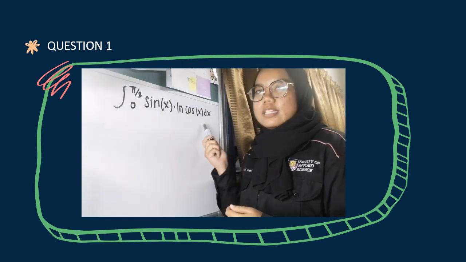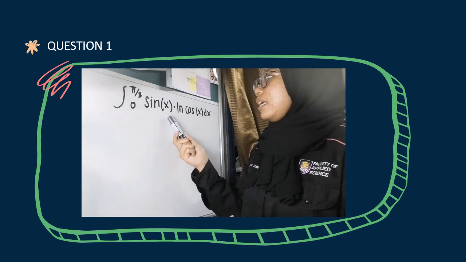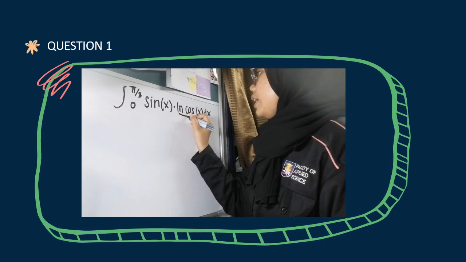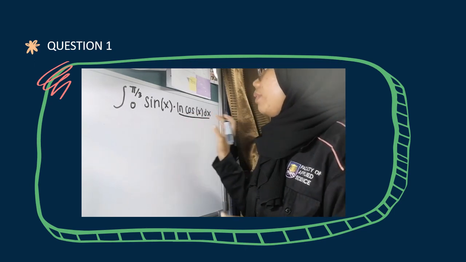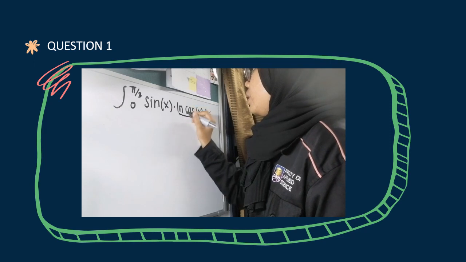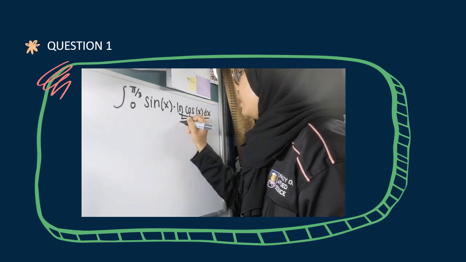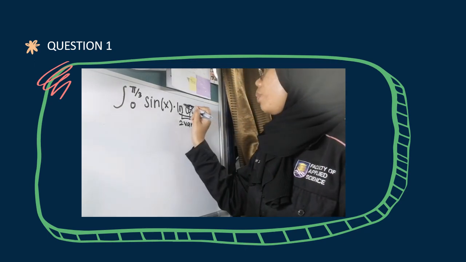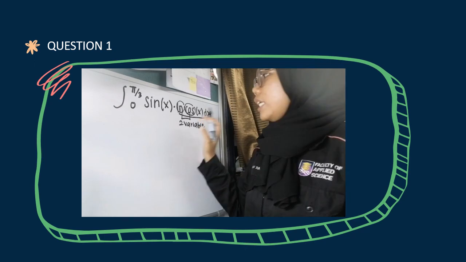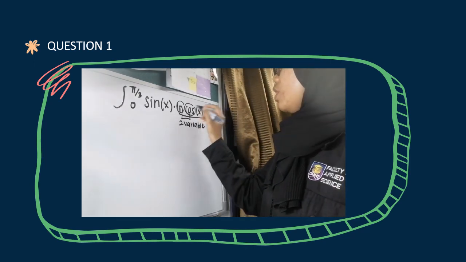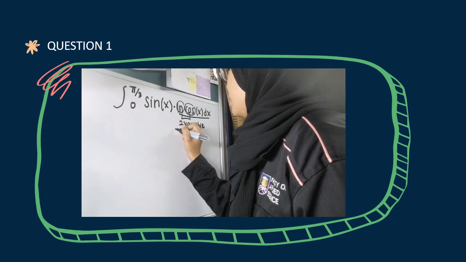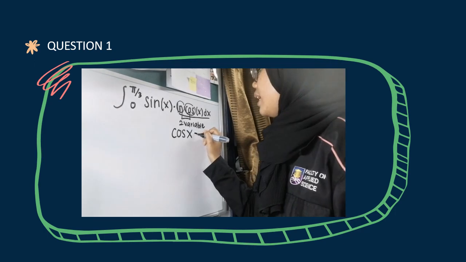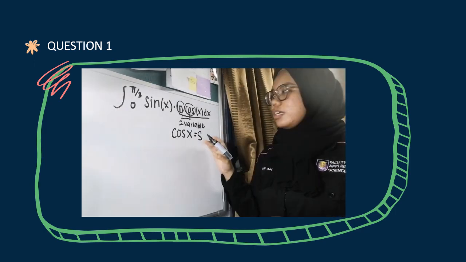So as you can see in this question, we have sine x multiplied with ln cos x dx. Here we can see ln and also cos x. To solve this, we have two variables, so we are required to choose one of them to change into another letter. I'm going to choose cos x, and I'm putting it as S. So here, cos x is equal to S.